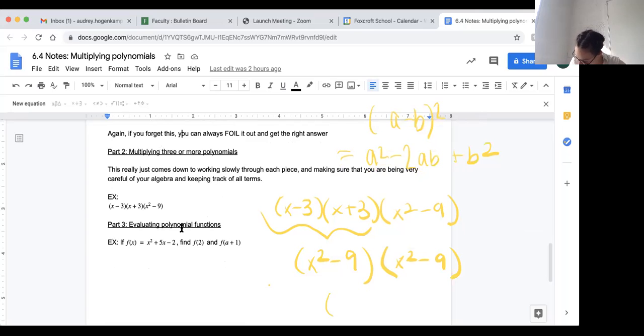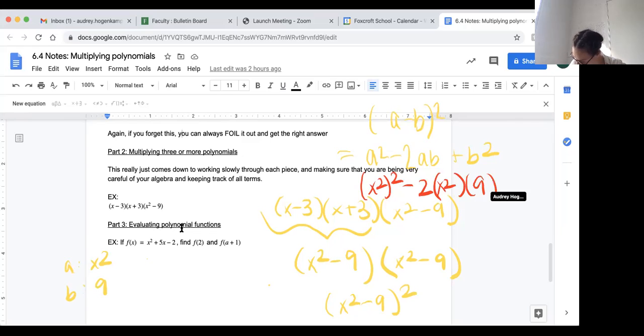because we can rewrite x squared minus 9 times x squared minus 9 as x squared minus 9 quantity squared. So we do have a minus b quantity squared. A is x squared, b is 9. Okay, and so now we know it's going to equal a squared, that's going to be x squared squared minus 2 times a times b plus b squared, which is going to be 9 squared.